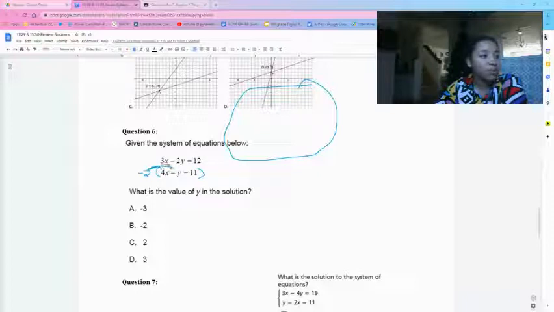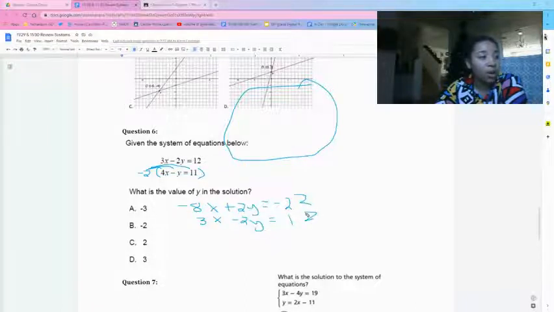And the reason I'm doing elimination is because the x and y values are lined up. So this would be -8x. This would turn to plus 2y. And this would equal -22. Then we're going to put this system right here. So it'll be 3x minus 2y equals 12.